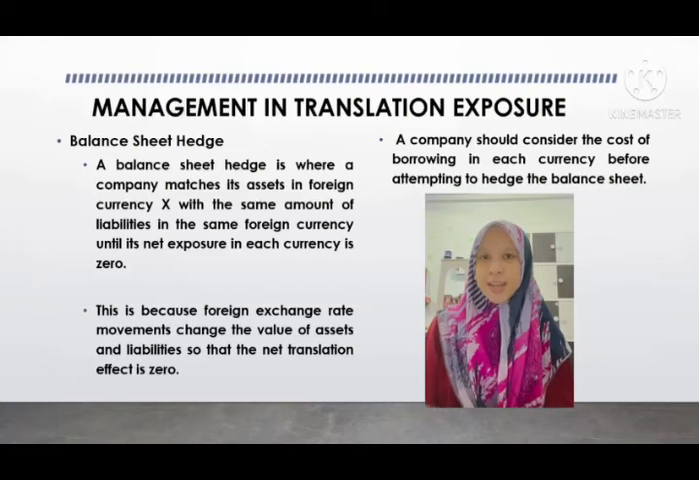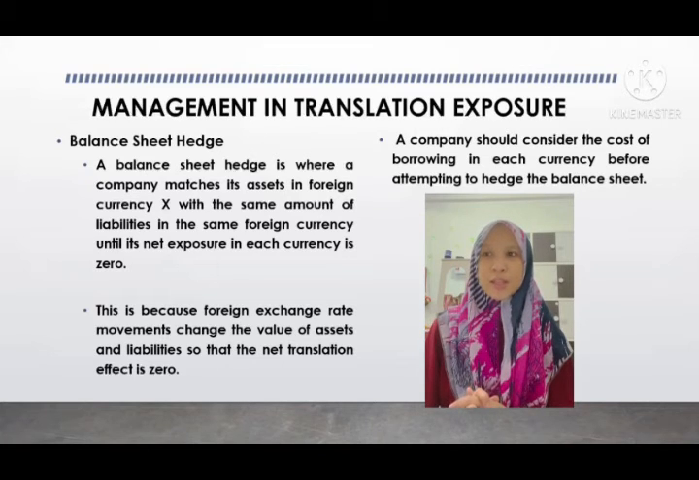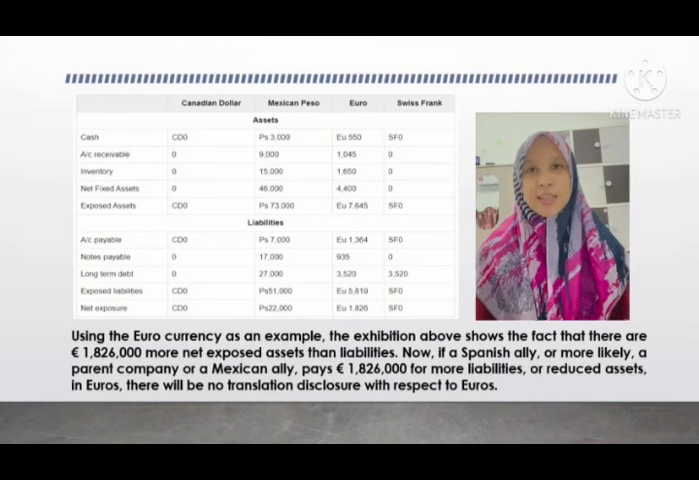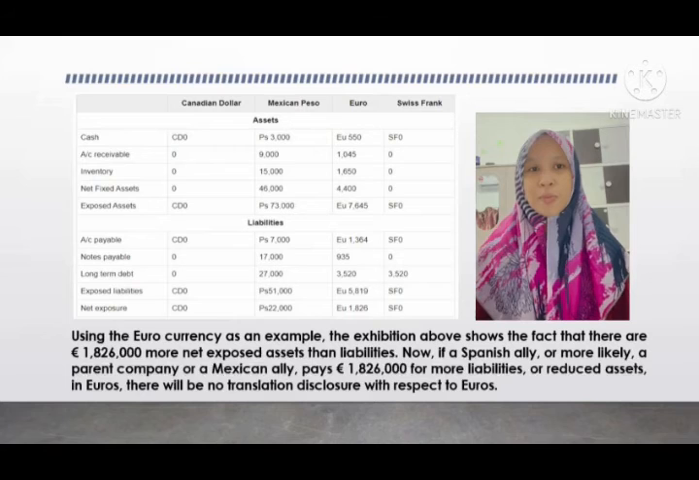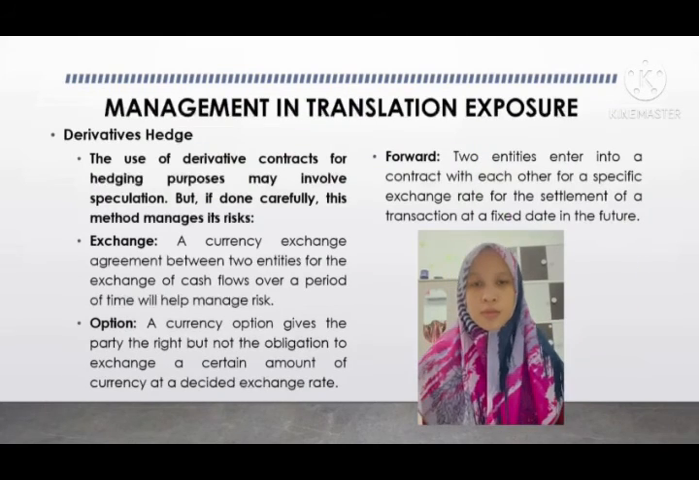Next, management of translation exposure. First is the balance sheet hedge. A balance sheet hedge is where a company matches its assets in a foreign currency with the same amount of liabilities in the same foreign currency until its net exposure in each currency is zero. This is an example: the exhibit above shows that there are 1,826,000 euro net exposed assets over liabilities.